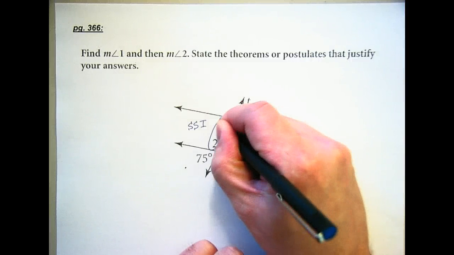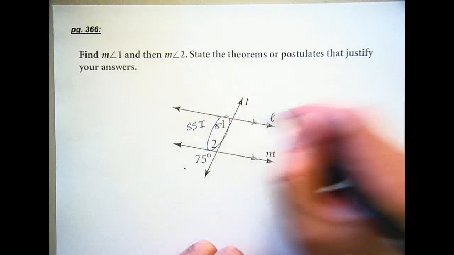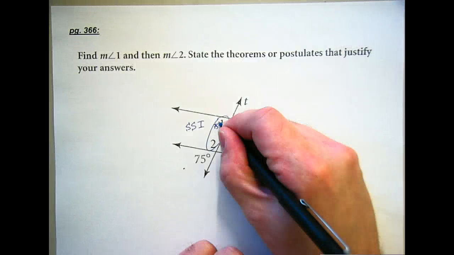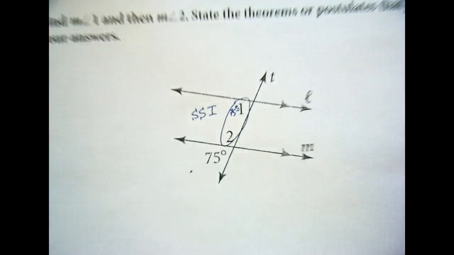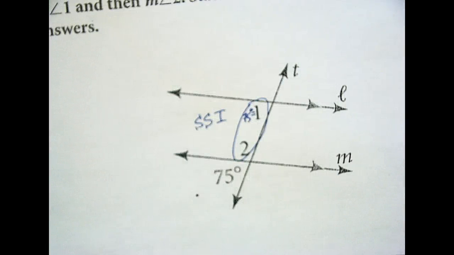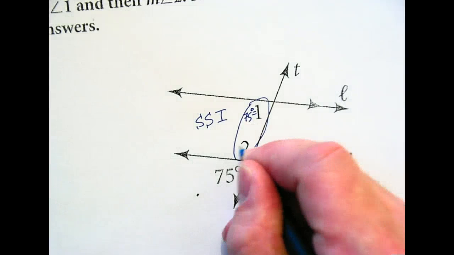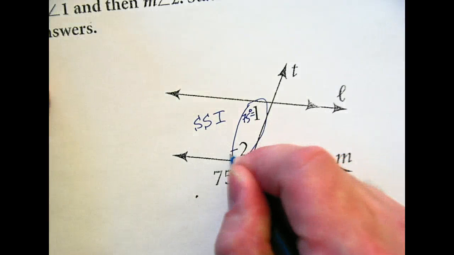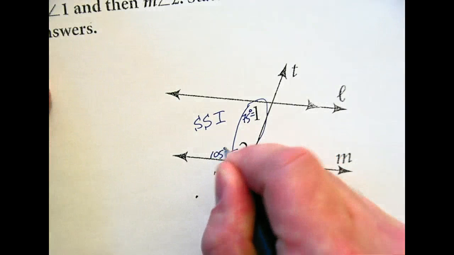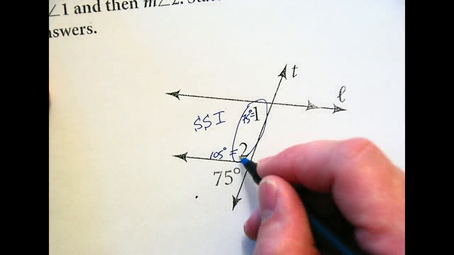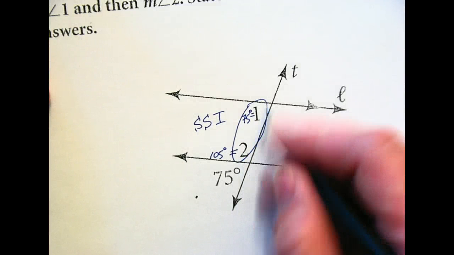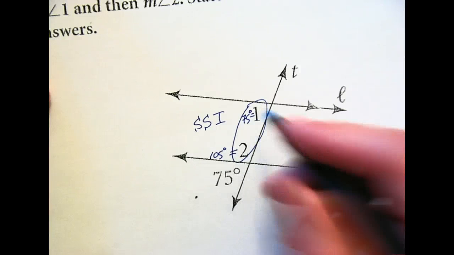It's what adds up because they're supplementary. Angle 2 is supplementary to 75 on the other side, and so 180 minus 75 equals 105 for angle 2. Okay, so you're saying that this and this make a straight line, so that's 180. And that makes that 105, and since these are same side interior, that makes that 75. That's true. That works out.